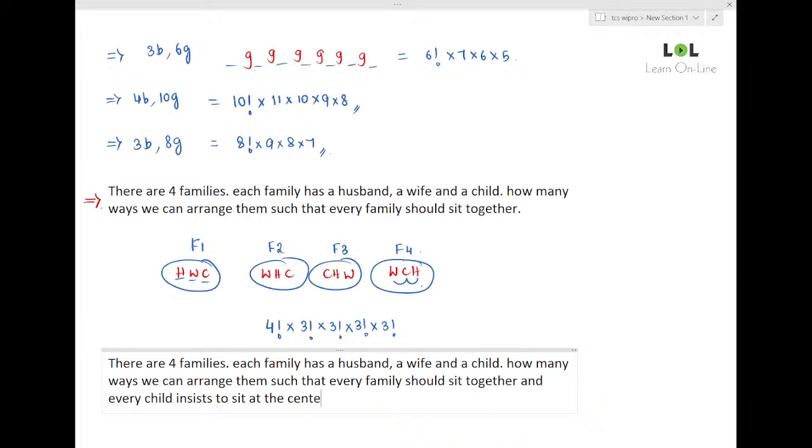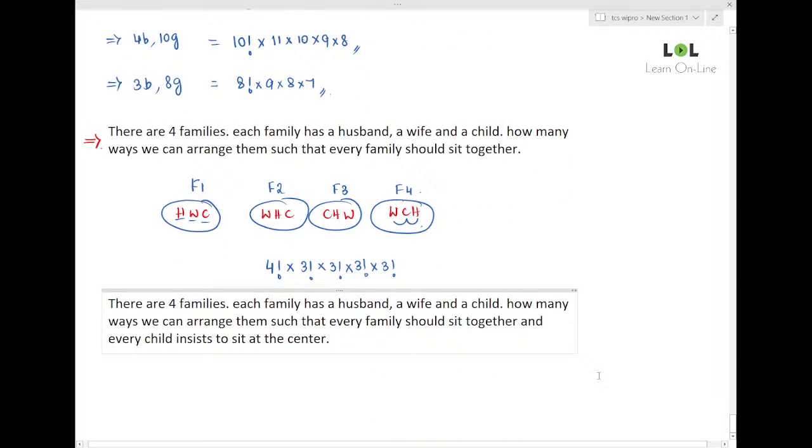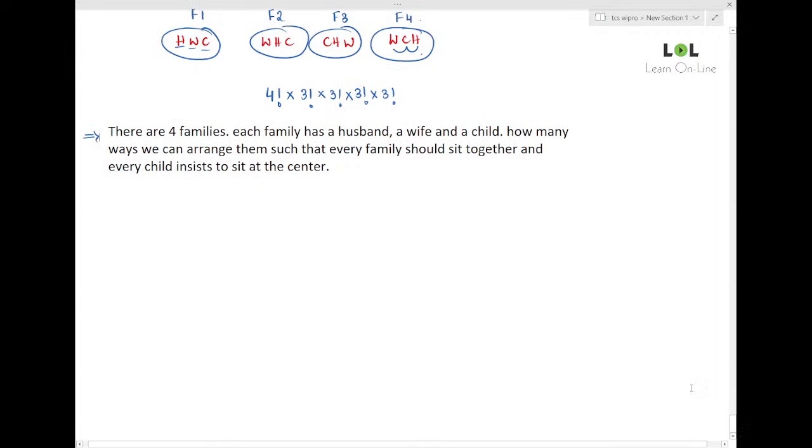Observe. What is happening? Same question, a slight modification, nothing else. Look, again we have the same thing, 4 families. Family 1, family 2, family 3, family 4. You try and give me the answer for this.